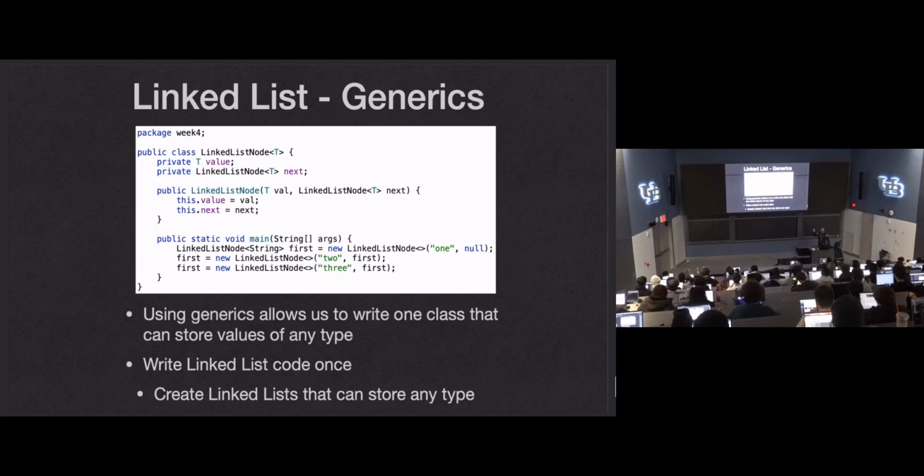Asterisk, except for generic types. So any type in Java except generics. Hold on, my brain. Any type except primitive types. So primitive types can't be type parameters. This is why in ArrayList we couldn't say ArrayList of int. We had to say ArrayList of Integer with a capital I, because we can't use primitive types as our generic type. That's the only exception.